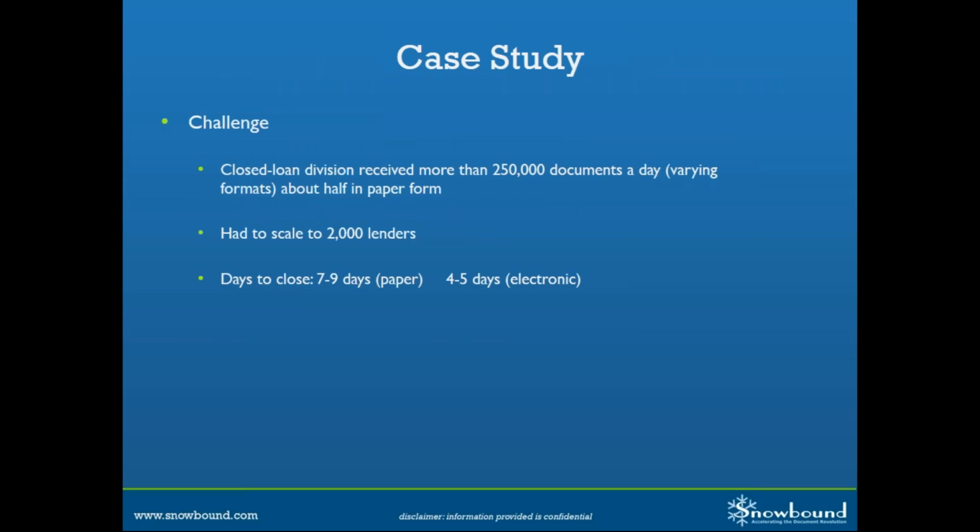What they were trying to accomplish, coming to us, is they were going through about 250,000 documents per day, varying in formats, and about half of those were paper, so 125,000 electronic documents and the rest in paper. They had to scale this solution to about 2,000 lenders, and when they came to us, they were closing in about 7 to 9 days for paper, and in about 4 to 5 days for their electronic documents.